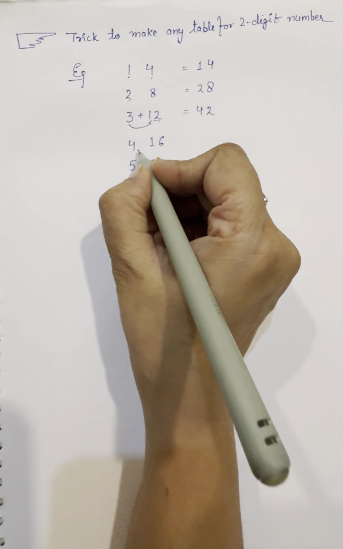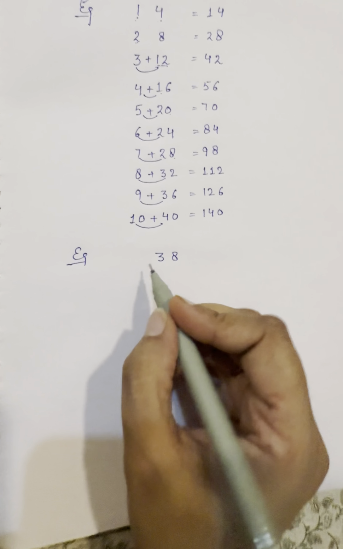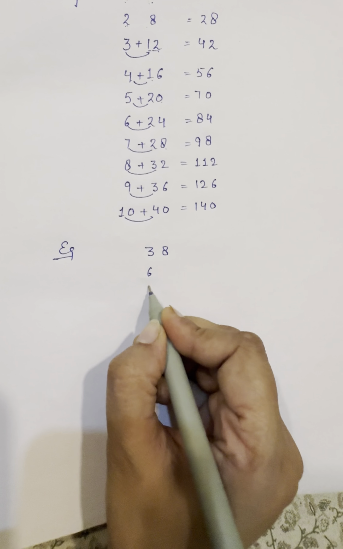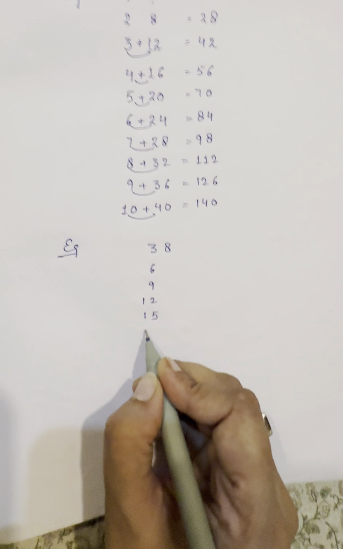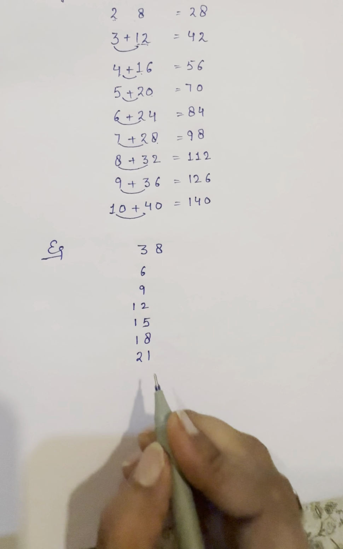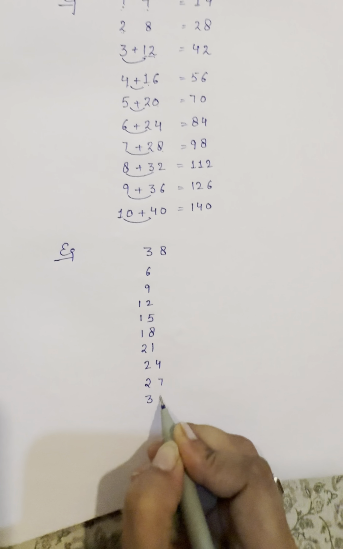Now let's try for a bigger number like 38. First of all, we will write the table of 3. 3 ones are 3. 3 twos are 6. 3 threes are 9. 3 fours are 12. 3 fives are 15. 3 sixes are 18. 3 sevens are 21. 3 eights are 24. 3 nines are 27 and 3 tens are 30.